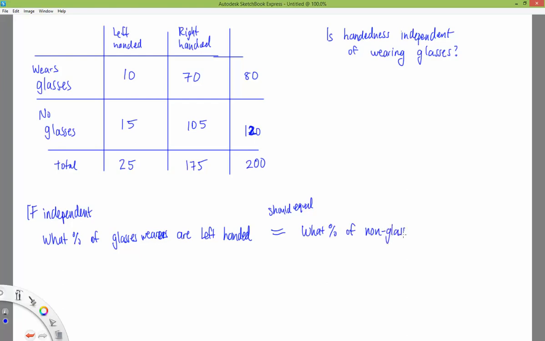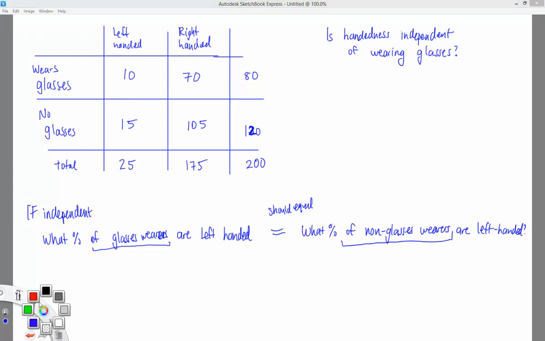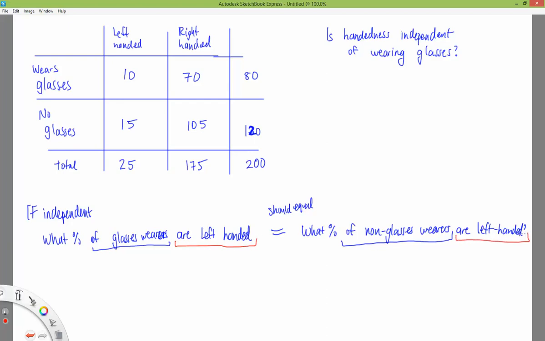Would you do the same with right-handed? You could do the same with right-handed. It's important that we choose the right things to be equal. So it should be what percentage of something, so this part changes, then are left-handed, this part stays the same across the two questions.